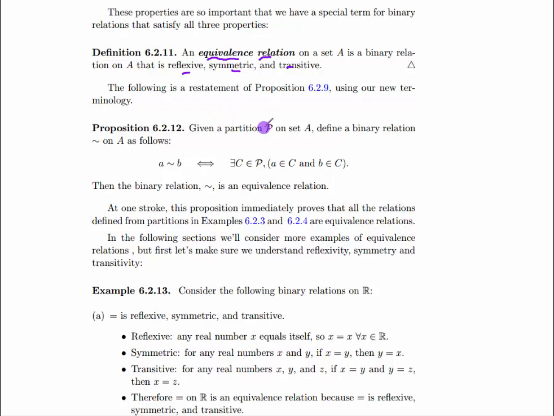Given any partition P on a set A, define the binary relation as follows. A is related to B if and only if there exists a C, which is a set in the partition, such that A is in C and B is in C. In other words, A and B are both in the same set. That's the same thing as saying A is related to B. If this is true for your partition, and you define this binary relation, that binary relation is an equivalence relation.